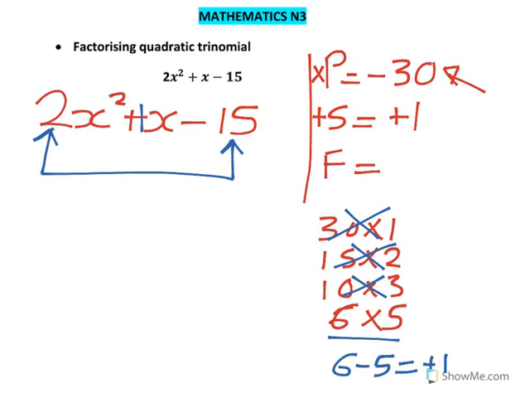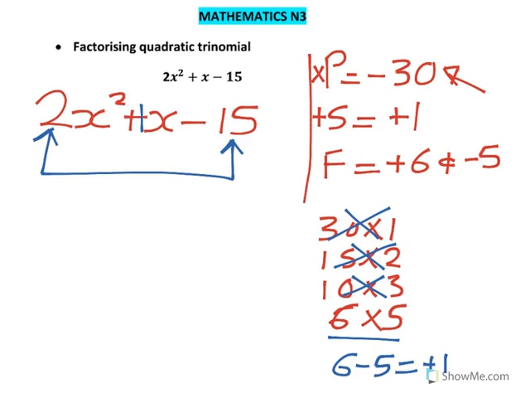Again, if I multiply 6 times minus 5, I'll get a negative 30. So look at the factors again. It's positive 6 and negative 5. 6 times minus 5 is minus 30. 6 minus 5 is 1. So when you multiply them, you get a negative 30. Try with a calculator. When you add them, you get a 1.